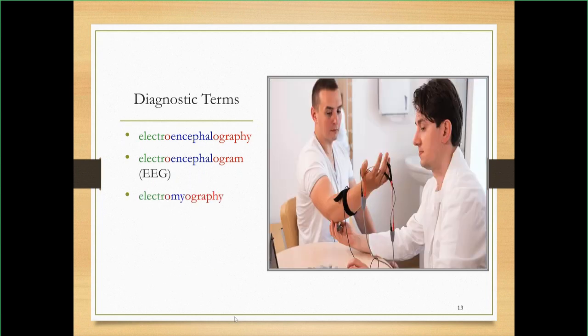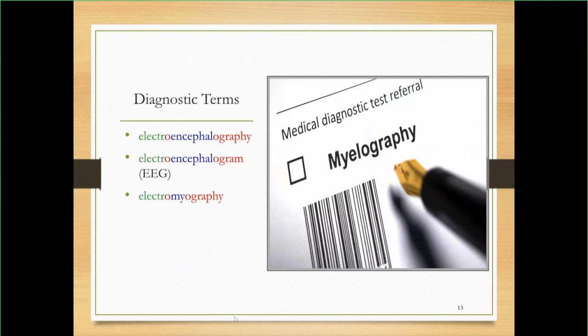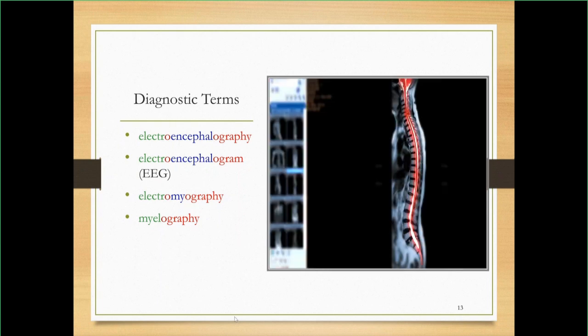Electromyography, myo means muscle, is the preparation, study, and interpretation of an electromyogram, a graphic record of the contractions of a muscle as a result of electrical stimulation. Myelography, myelo means bone marrow or spinal cord, is the radiographic inspection of the spinal cord by injection of a radiopaque medium.